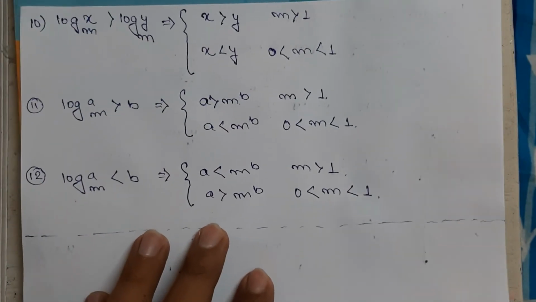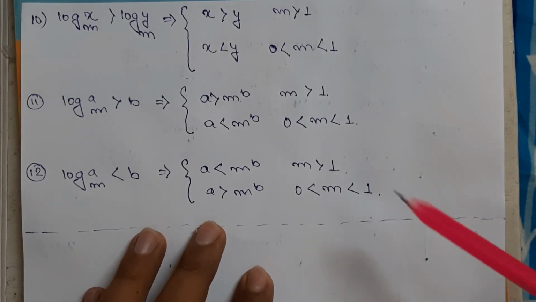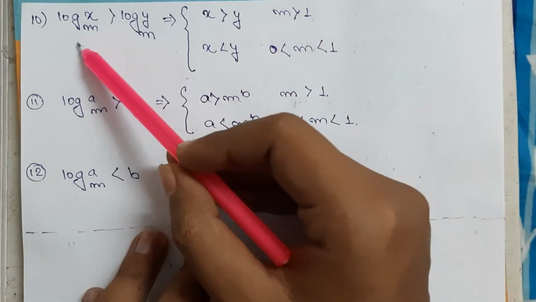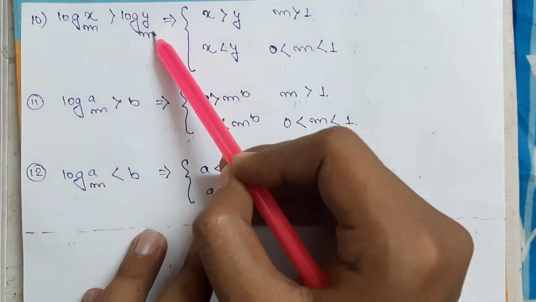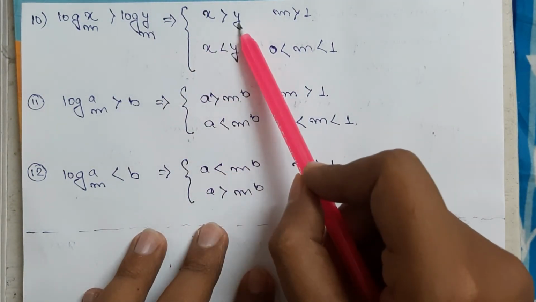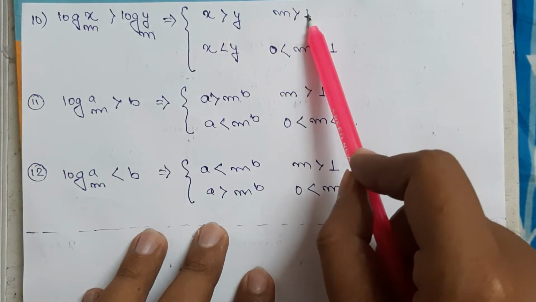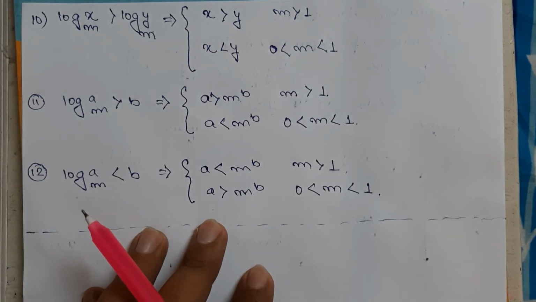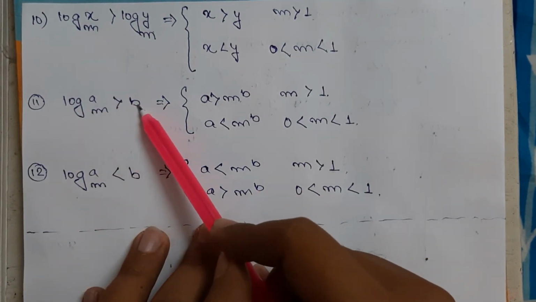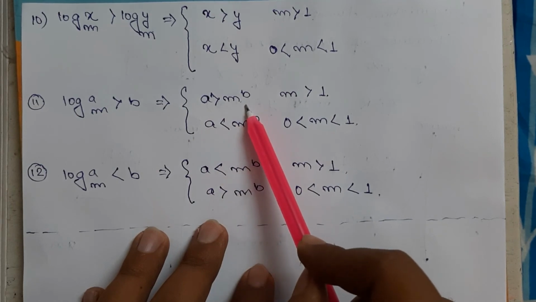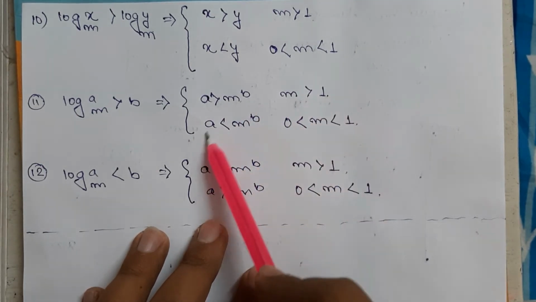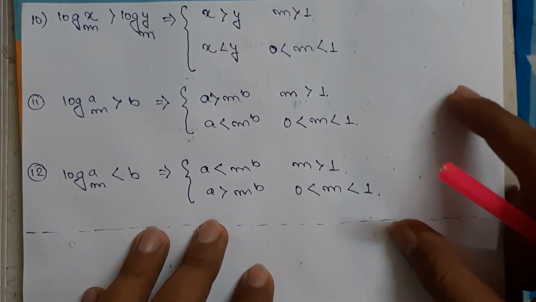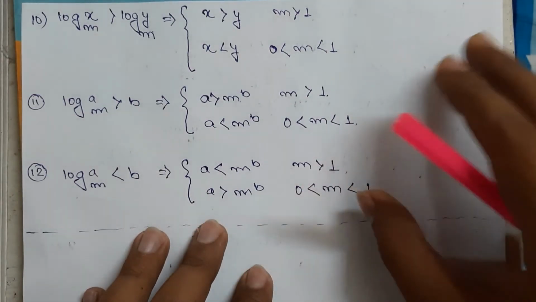Here are also some important properties which usually people neglect, but they help us while doing inequality problems. When log x base m is greater than log y base m, then x is greater than y when m is greater than 1, and x is less than y when m is between 0 and 1. Log a base m is greater than b when a is greater than m to the power b, when m is greater than 1, and when a is less than m to the power b when m is between 0 and 1. I think you can understand this, and the last problem is like this.